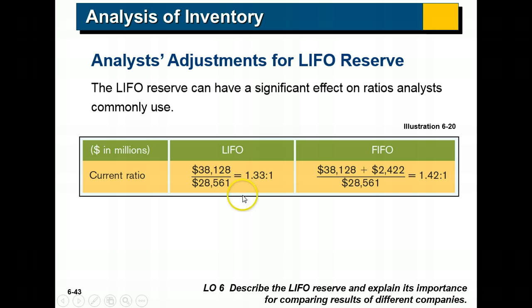If we're doing LIFO, the current ratio, remember, takes current assets and divides them by current liabilities. Our current assets are going to be less in LIFO than FIFO because the balance of our inventory is going to show at a smaller number. Bigger numbers for cost of goods sold, smaller numbers for ending inventory. So under LIFO the current ratio is 1.33. Under FIFO, it's 1.42.